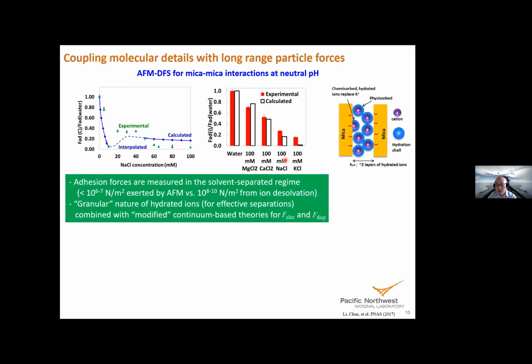So what we are seeing here is the adhesion force between two mica surfaces. Because the mica surface is negative, we have hydrated ions between them. On the microscopic scale, every ion is hydrated by water, and the cation preferably has a hydration shell. So the separation where we measure the adhesion force is not really solid touching. It is effectively separated by about two layers of hydrated ions.